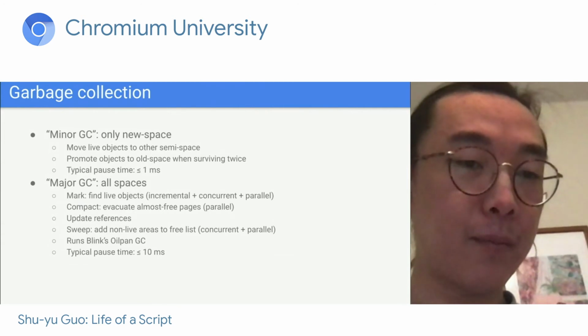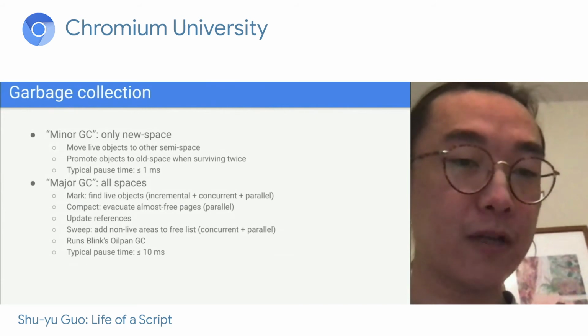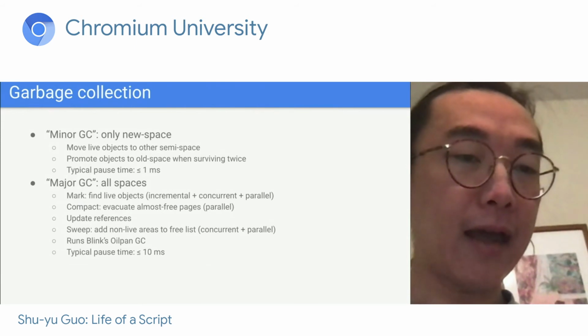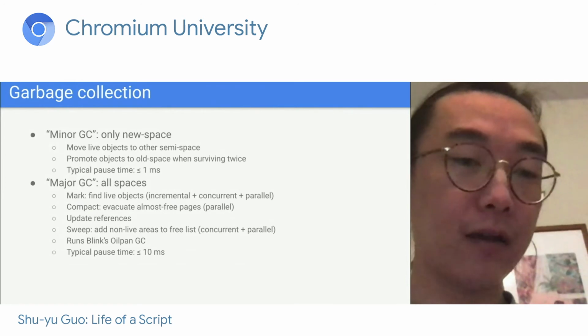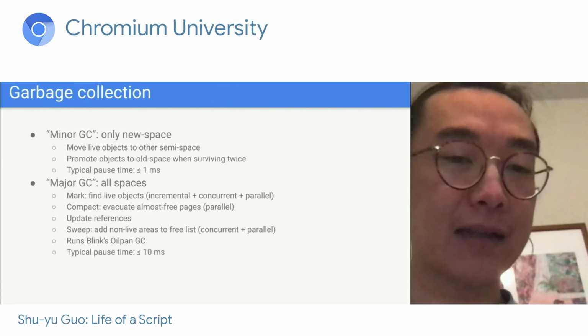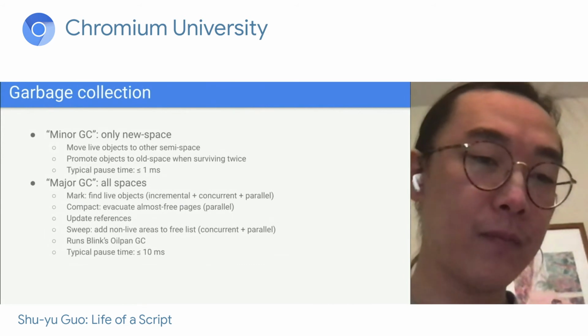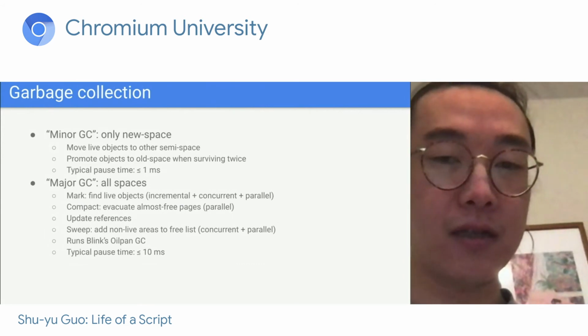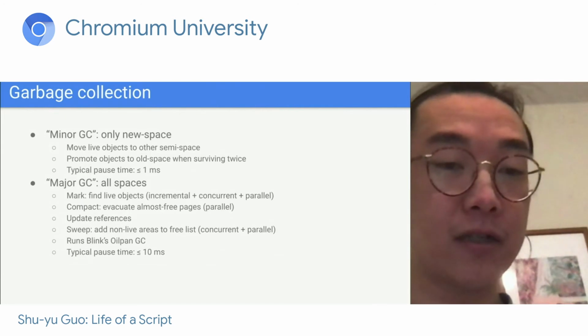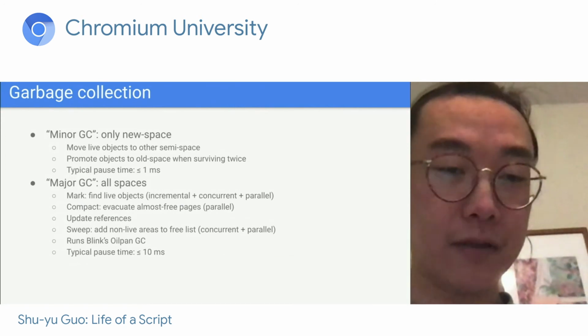In the garbage collector, a minor GC is when we collect only the young objects, the new space. Most of these happen very quickly, with a typical pause time of less than 1 millisecond. And when we need to collect everything, that is called a major GC. Major GC does a bunch of work like finding live objects and compacting them. After compacting them, you have to update the references to make sure you don't have any dangling pointers, and reclaim the unused memory. It also runs the Blink GC to do the collection on the C++ side. A typical pause time for a major GC is much longer, an order of magnitude, about 10 milliseconds.